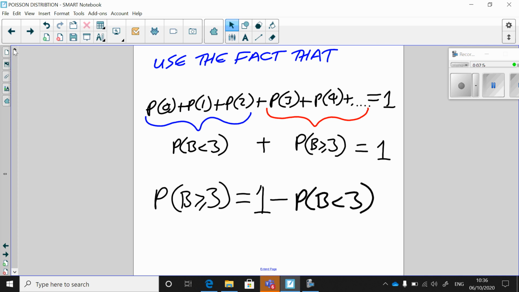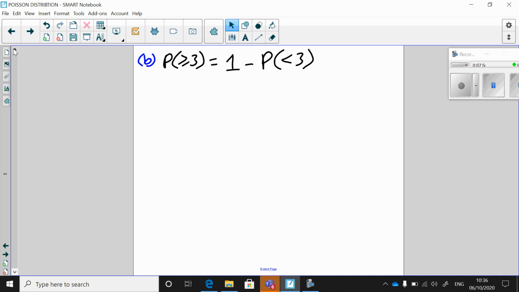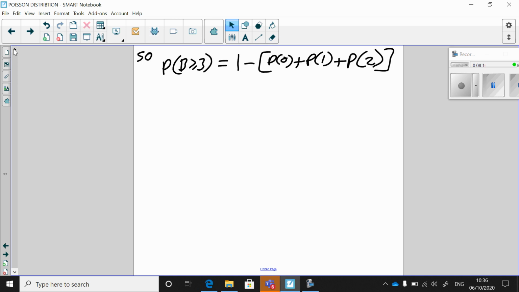So I'm going to take this on to another page here. So 1 minus p less than 3 is 0, 1 and 2. I've just put that in a little bracket there. So there's only 3 probabilities I have to work out here. I'm giving myself a little more space. So it's going to be 1 minus, and let's put them in with 0, 1 and 2 in place of x. And just remember that my mean was 4 here.